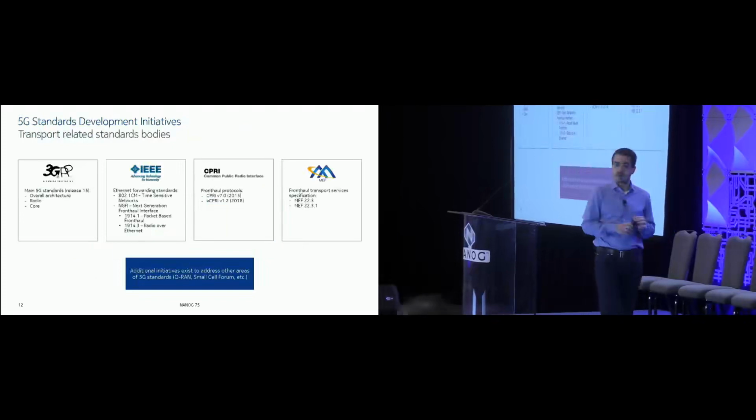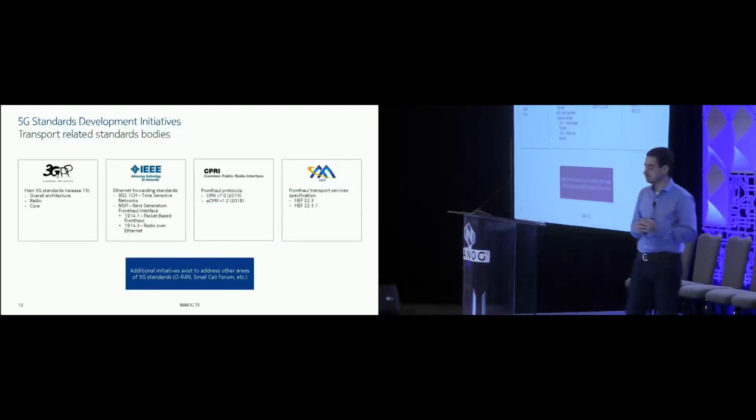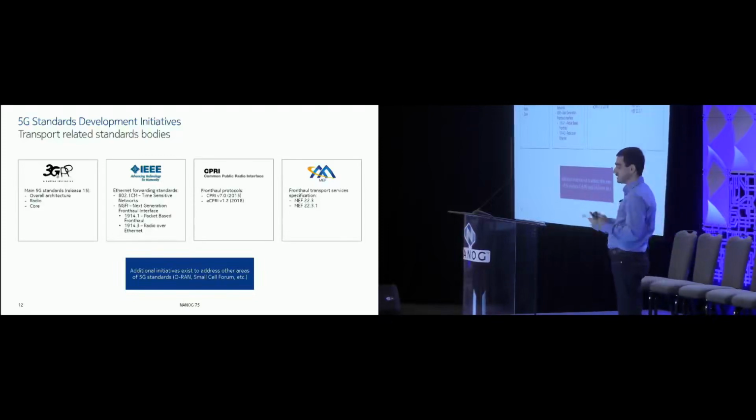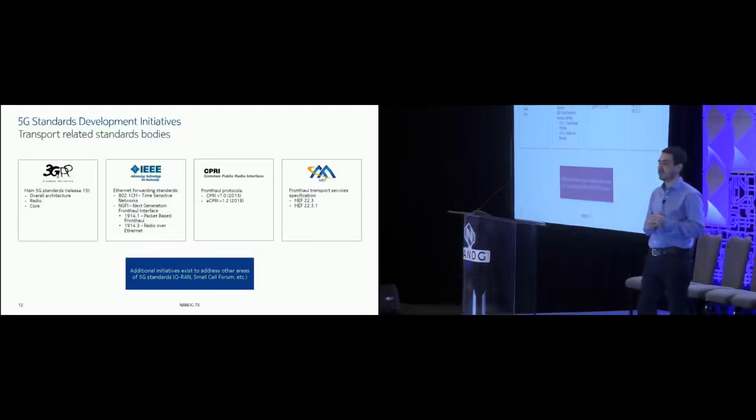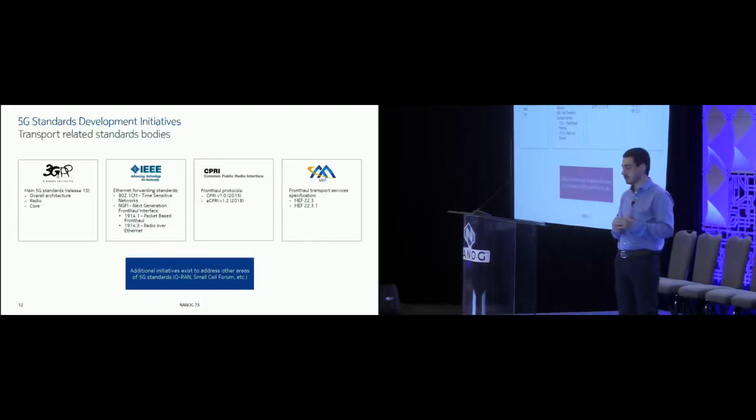Now, many standards bodies started looking at this problem, 3GPP being the main standards body that standardizes all of the technologies for 5G. But we also have other standards bodies looking at this problem. So one of them is IEEE. IEEE came up with a standard called 802.1CM, or many call it TSN, time-sensitive networking. That is a new standard for Ethernet-based type of front haul. I'm going to talk about it in a bit.